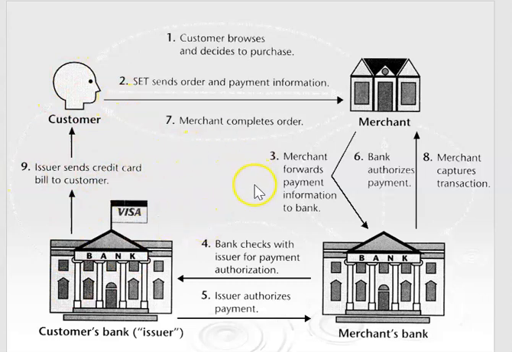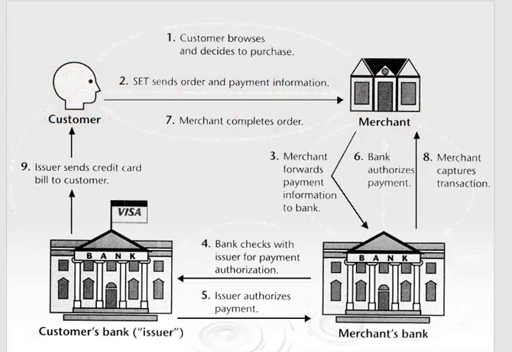So this is the overall scenario in which the customer starts by sending the purchase information to the merchant. The merchant will check for the payment authorization. Payment authorization will be done by the customer's bank, and if there is enough balance in the customer's account, then only the authorization of the payment will be done, and the merchant will complete the order.